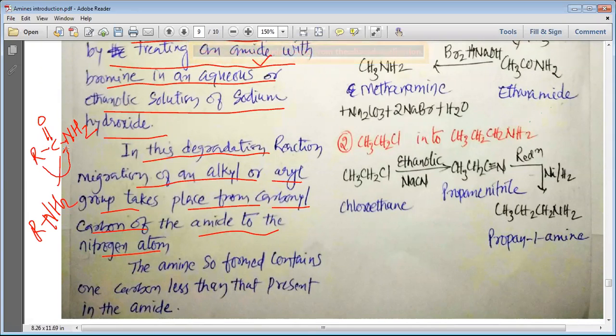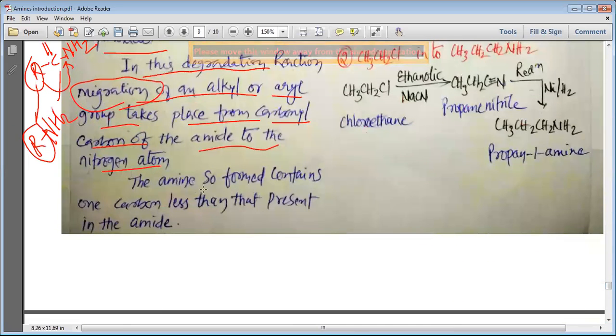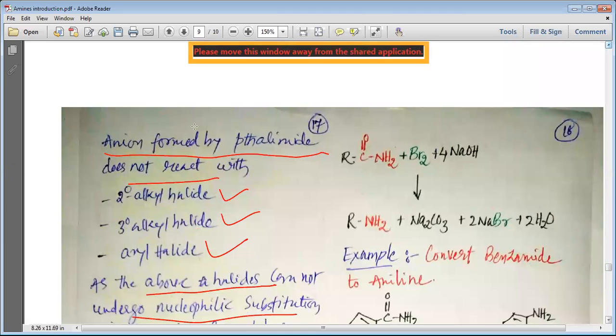So this R gets directly bonded to nitrogen, and that is why we call it migration. The migration of alkyl group, that is R group. R may be alkyl or aryl. This migration of alkyl or aryl group takes place from the carbonyl carbon. As R is bonded to the carbonyl carbon, it gets directly bonded to the amine. So thus the amine so formed contains one carbon less than that present in the amide. As the alkyl or aryl group directly gets bonded to the nitrogen, one carbon is decreased in the products. You can see that RCONH2 with bromine and NaOH gives us RNH2. This carbon is being decreased in the products, and that is why we call it Hoffmann bromamide degradation.